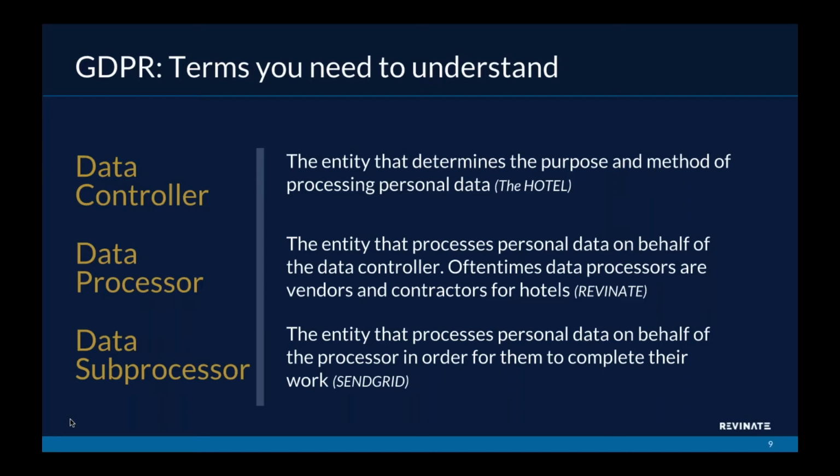Last is the data subprocessor. These are vendors who process personal data on behalf of the processor. For companies that Revinate works with, for example, we use SendGrid as our email service provider. That makes SendGrid a data subprocessor.